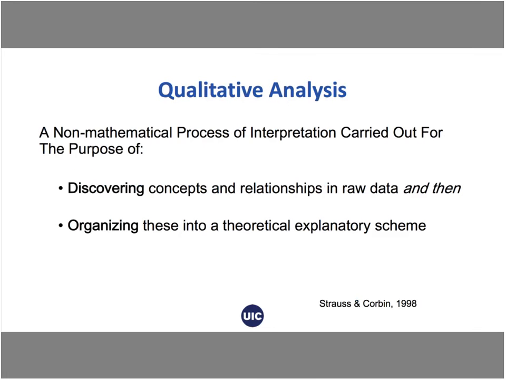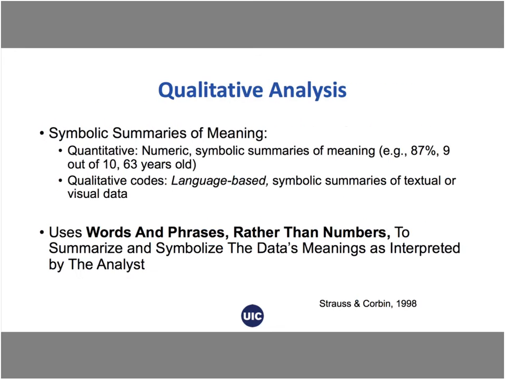So qualitative analysis is the non-mathematical process of interpretation carried out for the purpose of discovering concepts and relationships in the raw data, and then organizing these into some kind of theoretical explanatory scheme. And an important component of this definition is that it is non-mathematical. This is the analysis of things that are not numbers, and you're doing this in order to find meaning, so coming up with some kind of way of identifying what you have here.